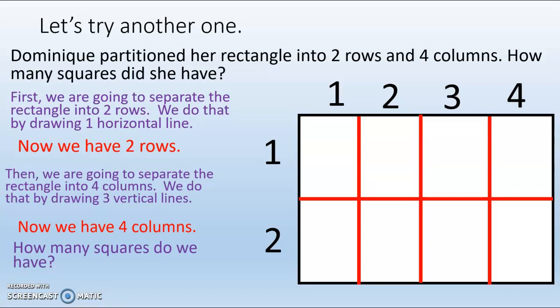And how many squares do you think we have? Well, we have 4 in this row, and we have 4 in this row, so we have a total of 8 squares.